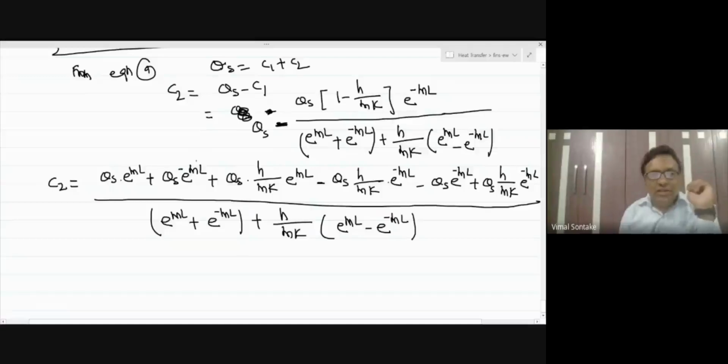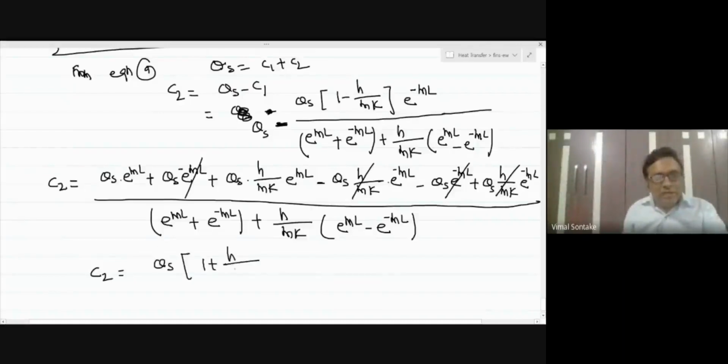Now let us find which terms will get cancelled. So see, this will get cancelled: theta s e to the power minus ml. Anything else will get cancelled? Minus theta s h over mk e to the power minus ml, this will also get cancelled. So what will remain? Theta s is common everywhere and ml is common everywhere. So I can write it as theta s 1 plus h over mk e to the power ml over this entire term.